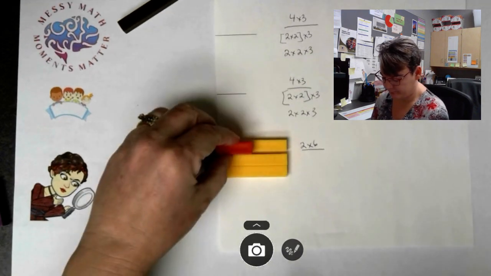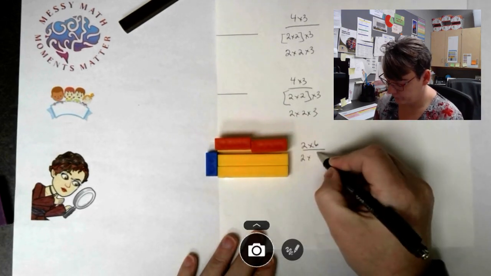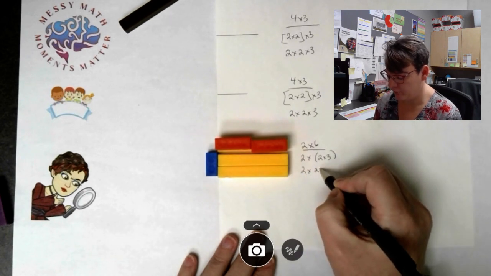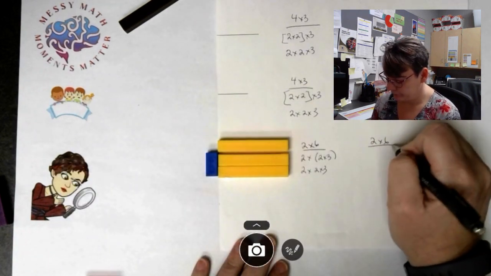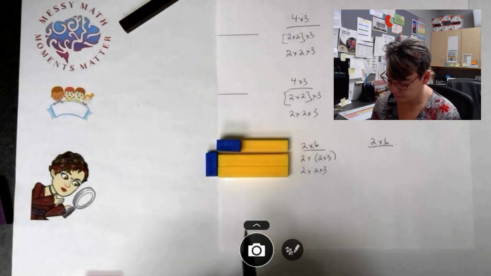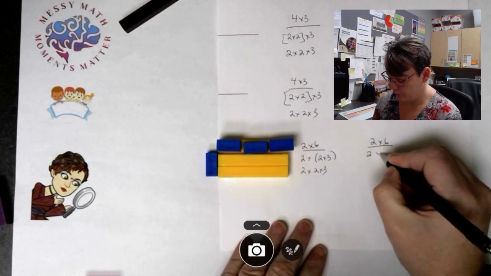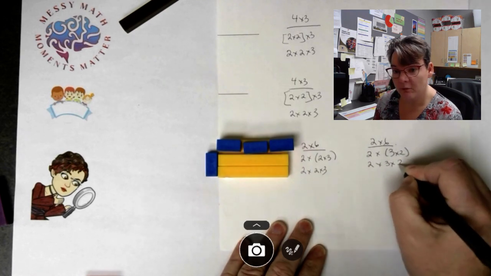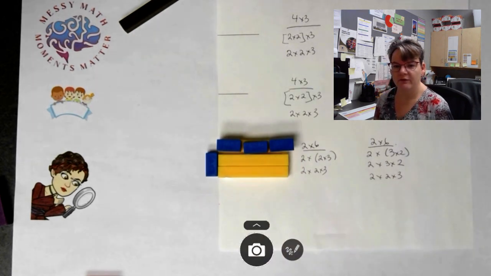I could put 2 3's, which would give me 2 multiplied by 2 multiplied by 3, or I could replace that with 3 2's. So there's my 2 multiplied by my 3 2's, 2 multiplied by 3 multiplied by 2. Let's put that in order. Interesting.